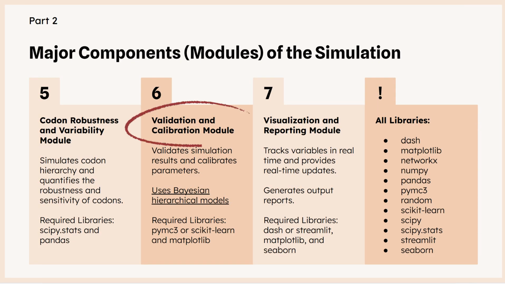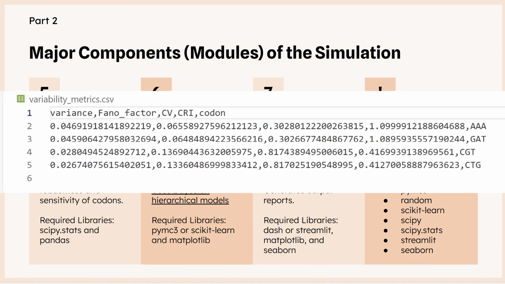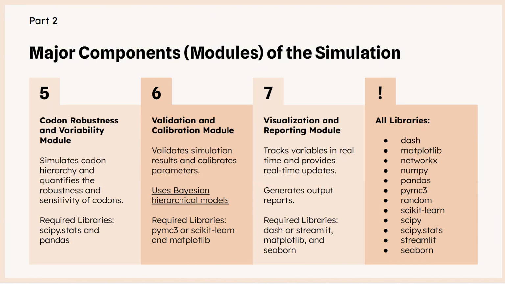The validation and calibration module validates simulation results using experimental data and calibrates parameters. The simulated RTE variability is compared to experimental data to determine the accuracy of the simulation, and the model's parameters are adjusted using hierarchical models.